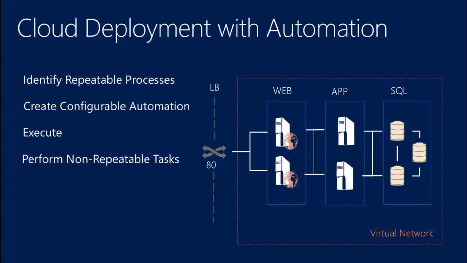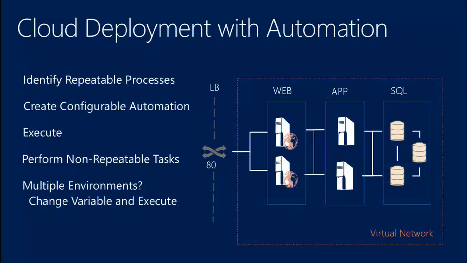And of course, there's always going to be tasks that aren't worth automating or that you don't think are going to be automatable. And those are, at this point, when you're going to perform the non-repeatable tasks. And finally, if you want multiple environments, if your boss says, hey, we need 2 more deployments just like this, and we need it by Tuesday, yeah, whatever. You change your variable, hit F5 again, and you're done.